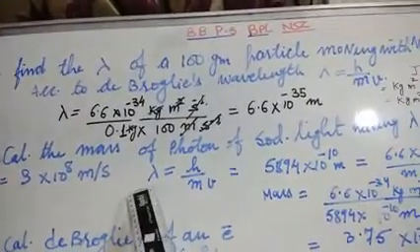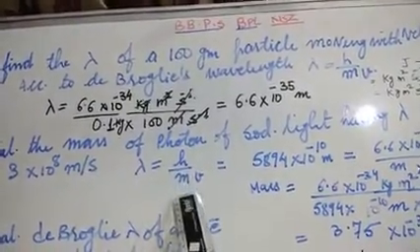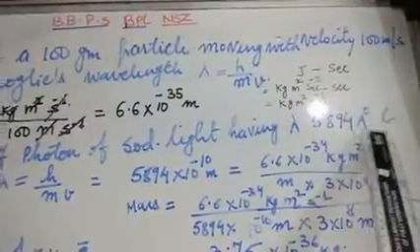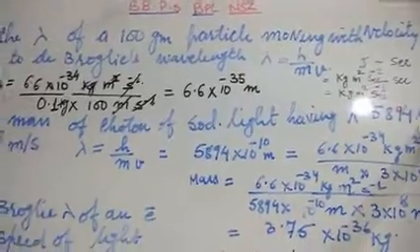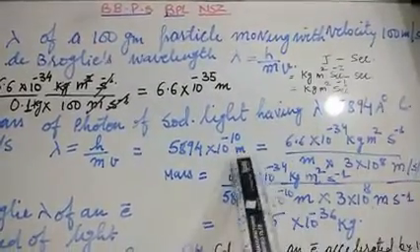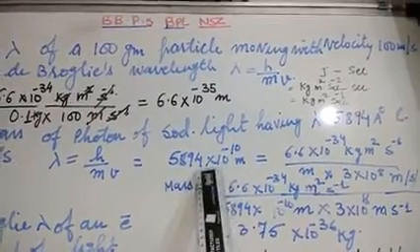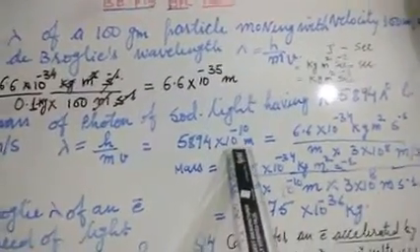The formula remains the same: lambda is equal to h upon mv. Lambda is given to you, students, 5894 angstrom. We have to convert it into the standard unit, meter. So 5894 into 10 raised to the power minus 10 to convert angstrom into meters.